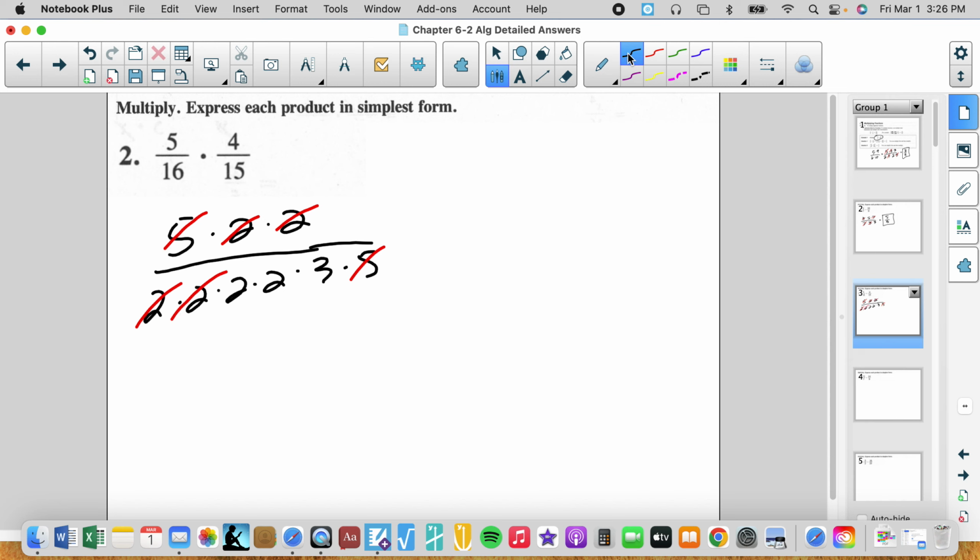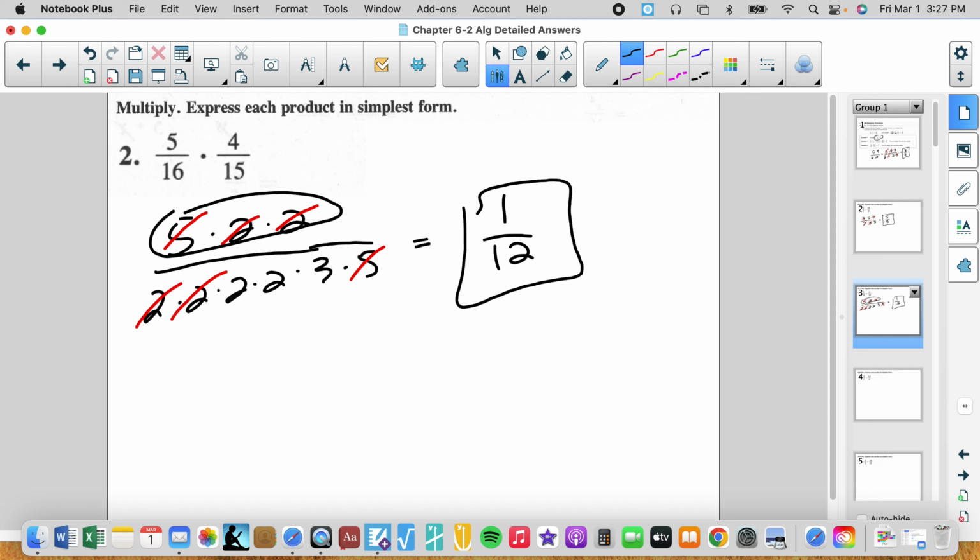Now the fun thing about this is everything in the numerator canceled, so you're left with a 1 up there, because 5 over 5 is equal to 1. 2 over 2 is equal to 1. And then you're left with 12 in the denominator. 2 times 2 is 4 times 3 is 12.